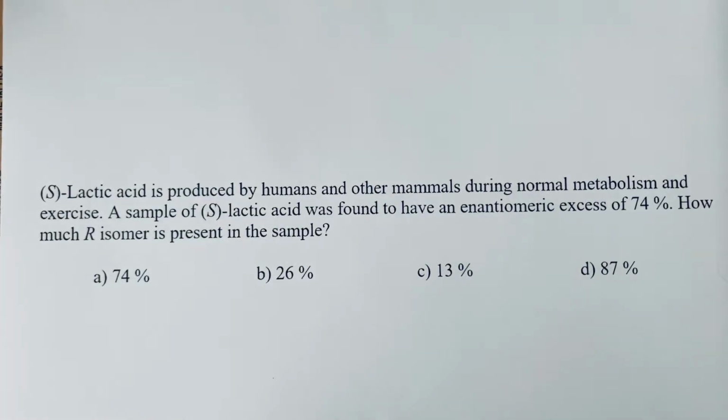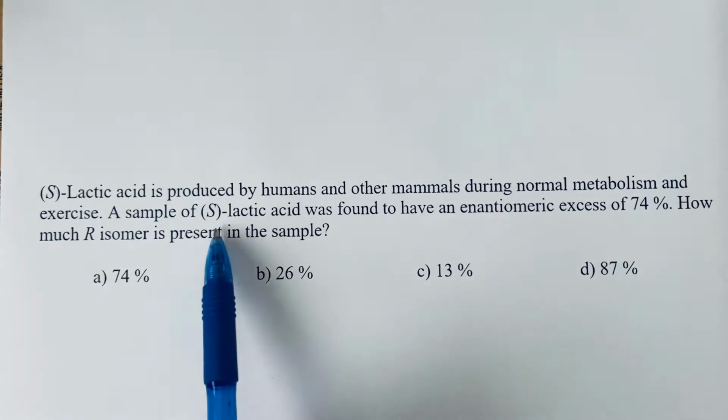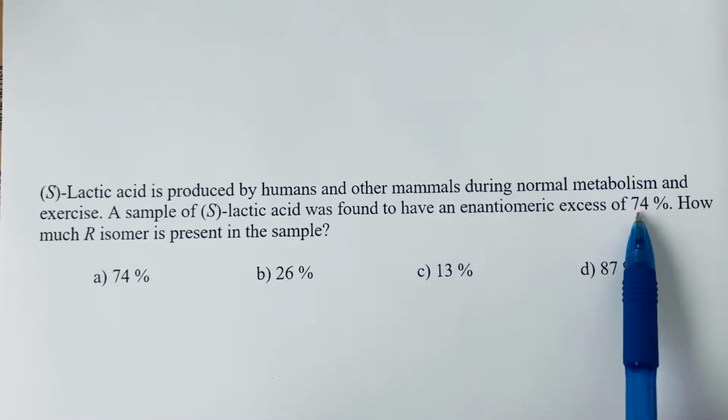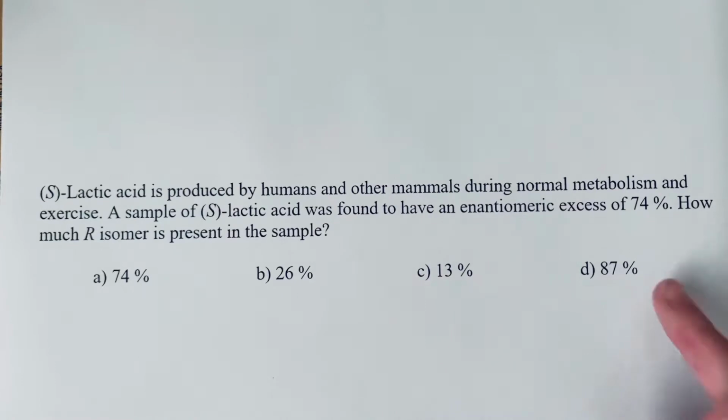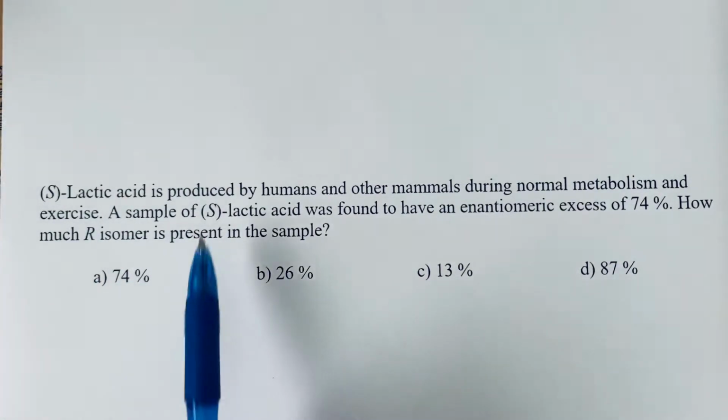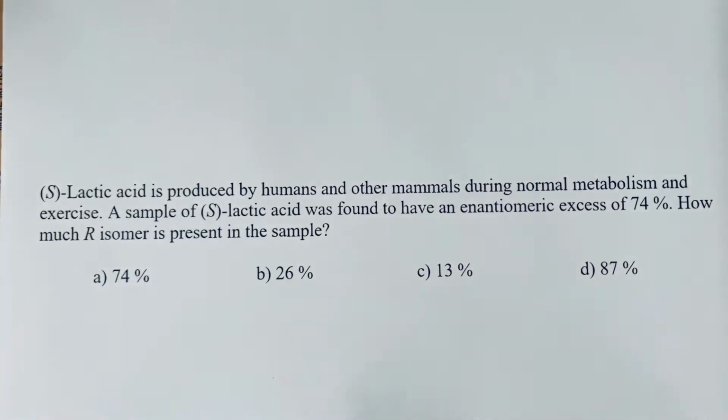S-lactic acid is produced by humans and other mammals during normal metabolism and exercise. A sample of S-lactic acid was found to have an enantiomeric excess of 74%. Then it's asking us how much of the R isomer is present in the sample. At first glance, you might think, well, they're just talking about S. Why are we being asked about R?